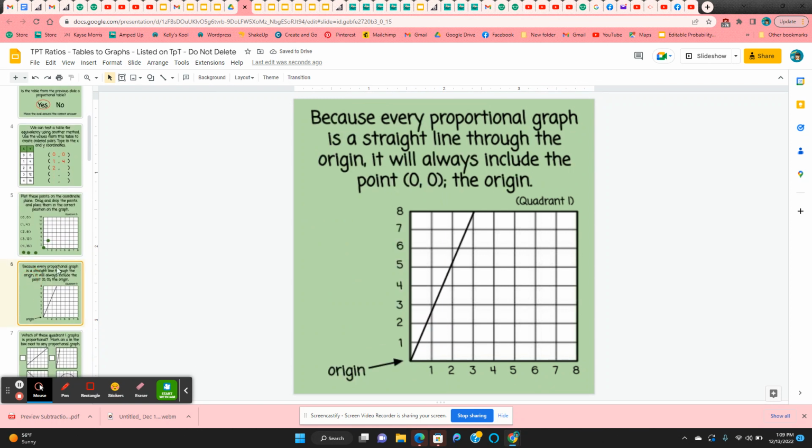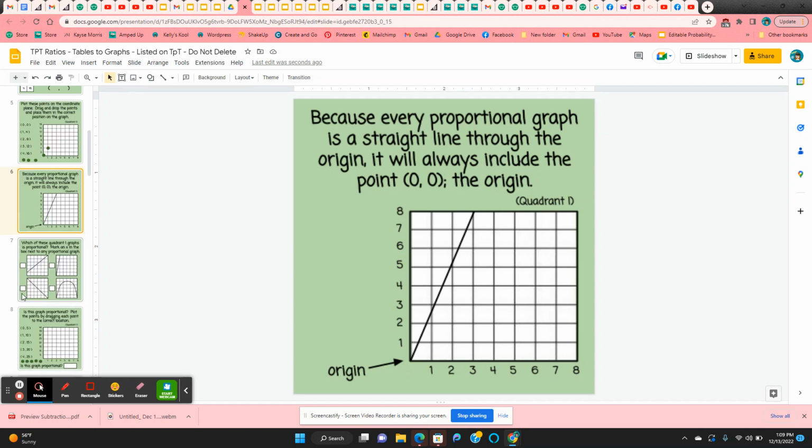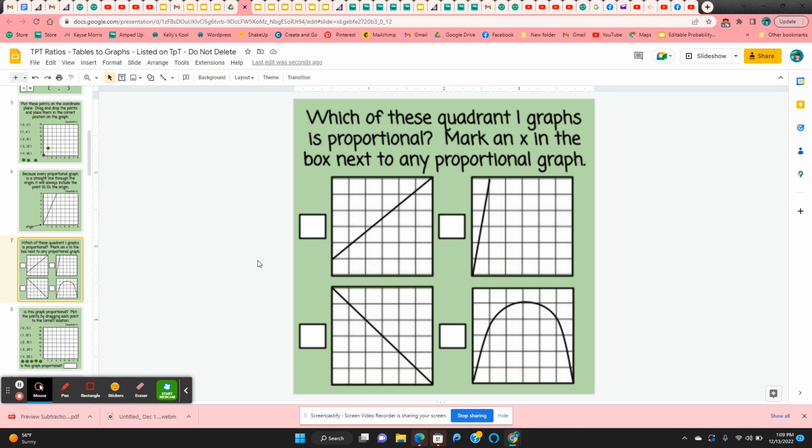Now, the next slide is just information. Because every proportional graph is a straight line through the origin, it will always include the point (0, 0). So on the next slide, which one of these is a proportional graph? Which one is a straight line through the origin? Well, this one is the only one. So they put an X in the box.